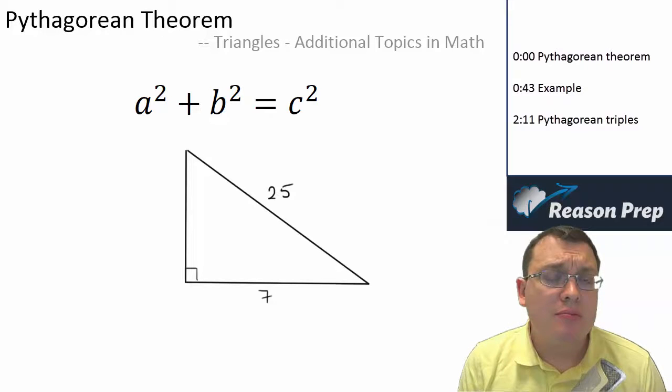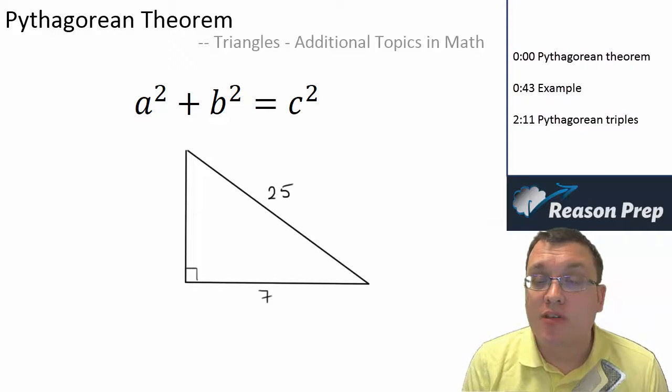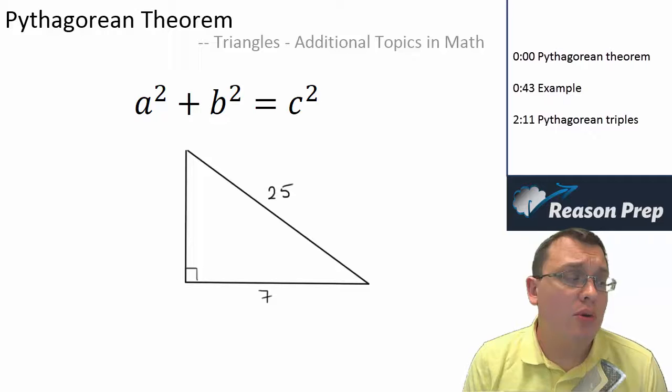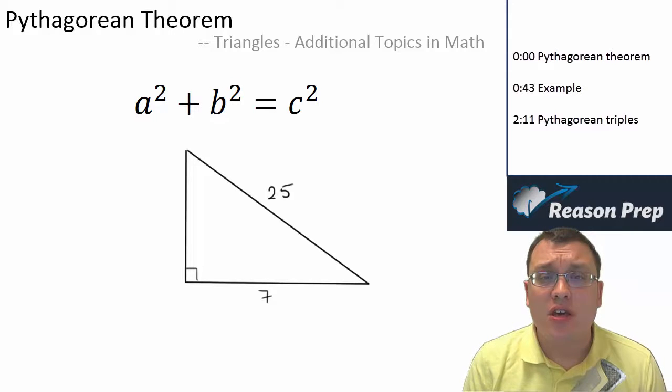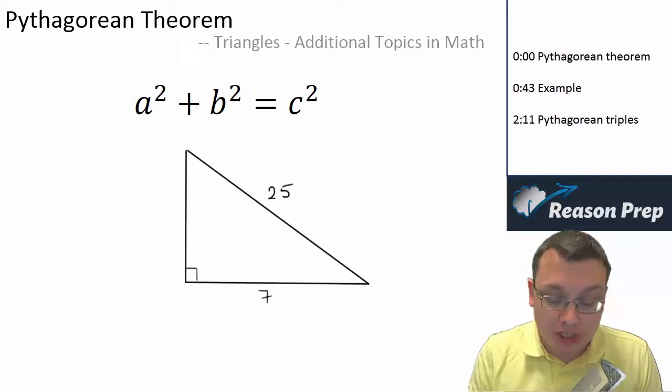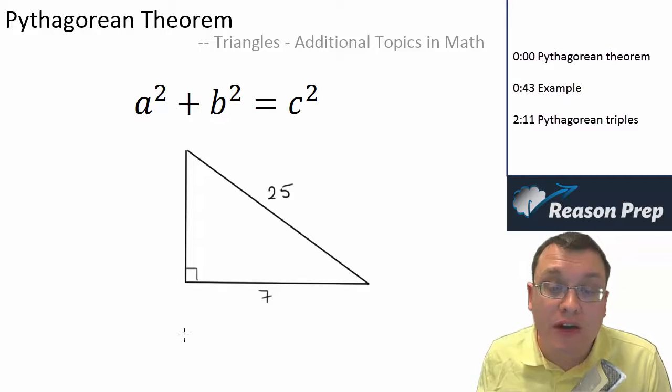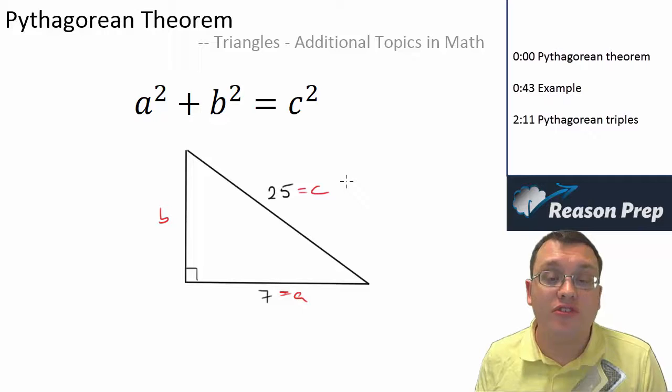The Pythagorean theorem is probably very familiar to you. It's a squared plus b squared equals c squared. They will give you this formula at the front of your section in the reference information. How would we use it? Well, here we've got a right triangle. We'll call this A, we'll call this B, we'll call this C.